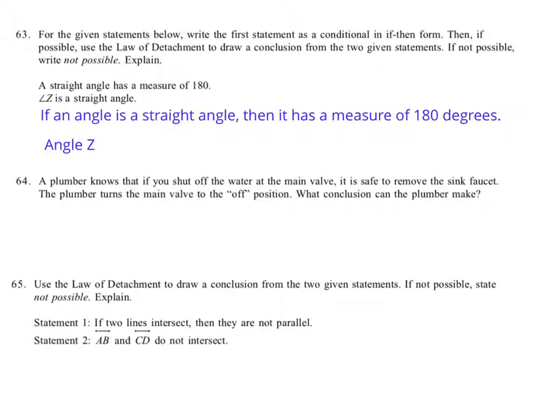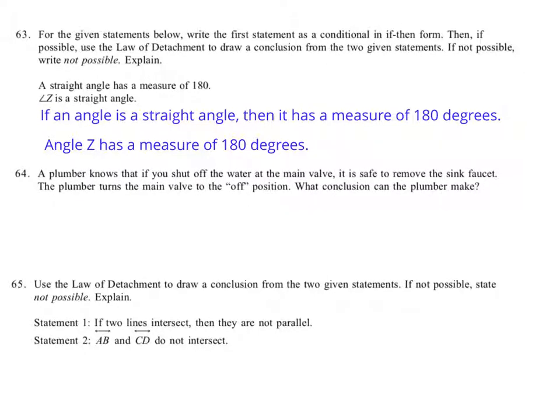angle Z has a measure of 180 degrees. Because it fits the hypothesis. Angle Z is a straight angle. That's what they told us. So therefore, we know that this is true, that it has a measure of 180 degrees. Okay? Next one, number 64.